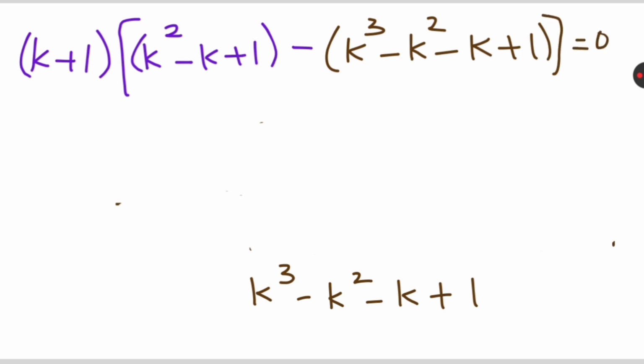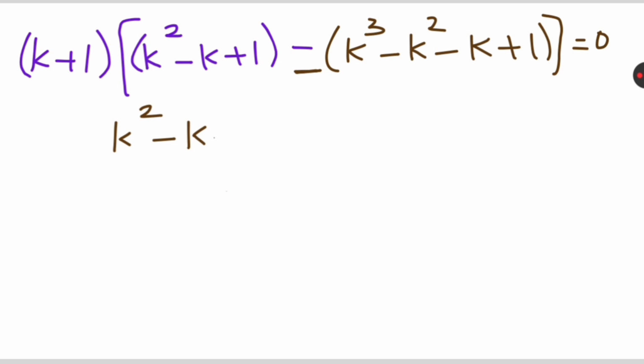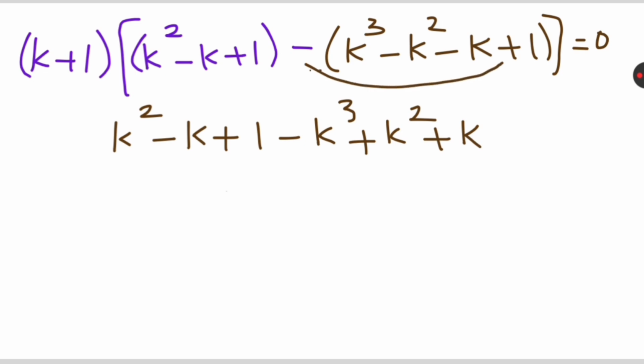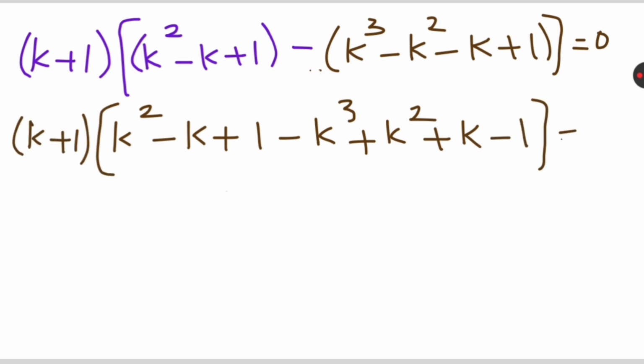That is equal to 0. Now open the bracket, (k power 2 minus k plus 1). After opening the bracket, we will get minus k power 3, then minus times minus gives plus k power 2, then again minus times minus gives plus k, then minus times plus gives minus 1. Here we have k plus 1. That is equal to 0.